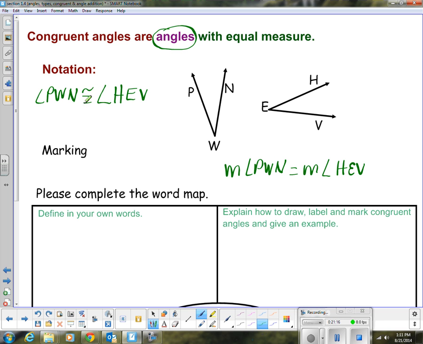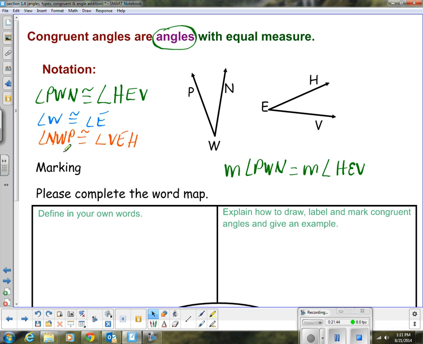All right, so while we're here, I need to reinforce how to name an angle. I could have also said angle W is congruent to angle E, because there's only one angle at W and only one angle at E. Or another way is I could have said angle NWP is congruent to angle VEH. So that's our notation.